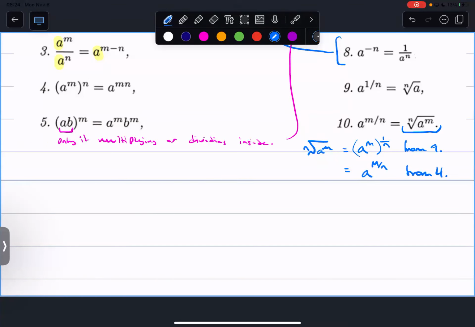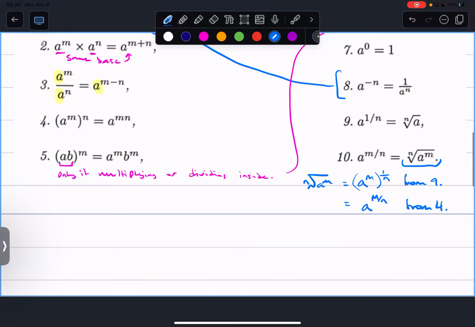So, good. I don't get where the 9 or 4 came from. Oh, here, from 9 and 4. Oh, question 9. Okay. Yeah. So it's like a mashup of the previous rules. Okay.